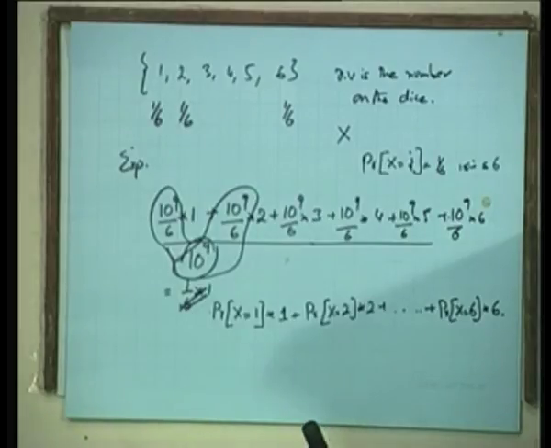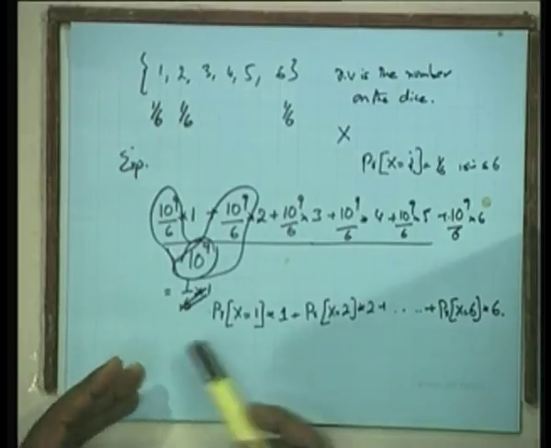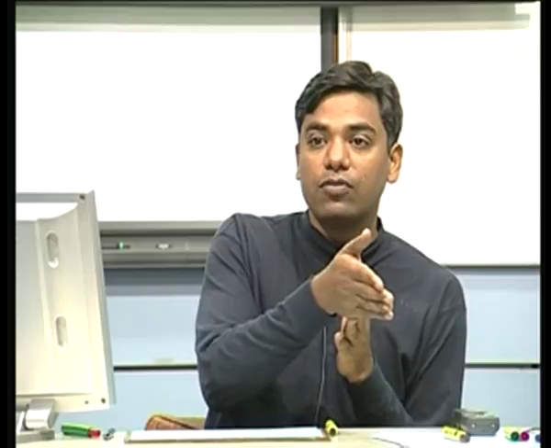So that's what expectation is. One way of thinking of expectation is that if a certain random variable is taking a set of discrete values, then you just compute the probability with which it takes the value times the value, summed over all the possible choices. That is the expectation of the random variable.